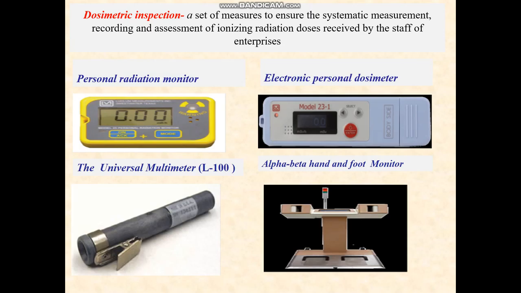Next, the alpha, beta, hand and foot monitor. A six-detector instrument designed to survey the hands and shoes of personnel for alpha and beta contamination. Low cost, industrial durability, and ease of use make the monitoring process easier.